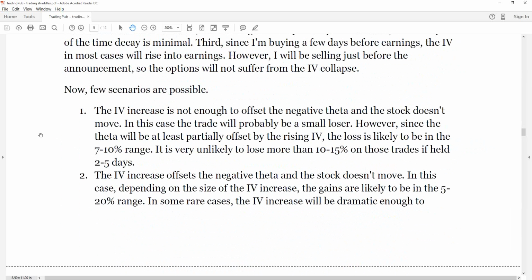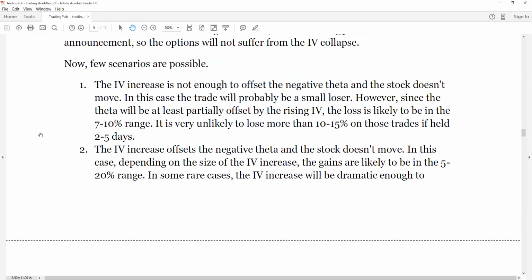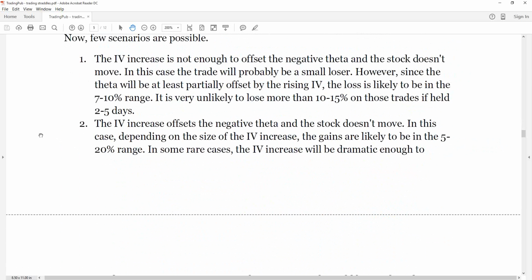Now, as I mentioned, there are a few scenarios which are possible. First scenario is IV increase is not enough to offset the negative theta, and the stock doesn't move. So if this happens, in most cases, we're probably going to have a small loss, 7 to 10%, maybe slightly more or less. And it is very unlikely to lose more than 10 to 15%.